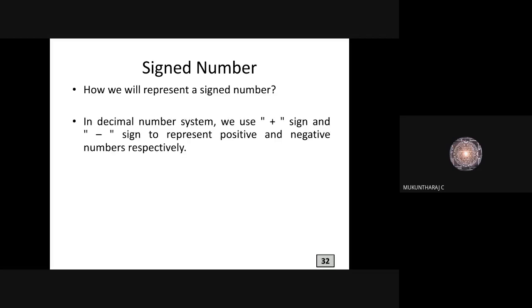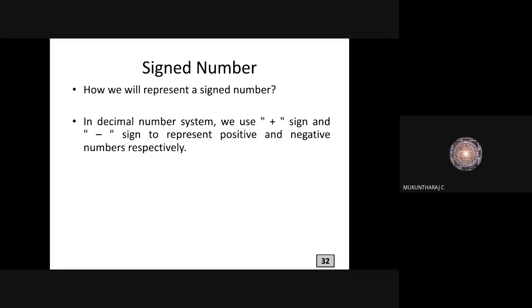In decimal number system, generally என்ன பண்ணுவோம்? We will use plus sign and minus sign to represent the positive and negative number respectively. So எனக்கு ஒரு number positive na முன்னாடி என்ன பண்ணுவோம்? We will mention plus. If the number is negative, we will mention minus. So this cannot be done as it is in a binary number. Okay. So in the case of binary number or digital circuit, we may not have the notation plus minus symbols.